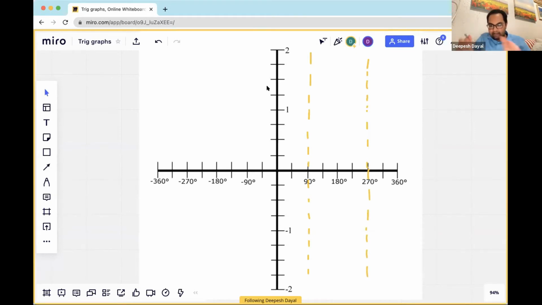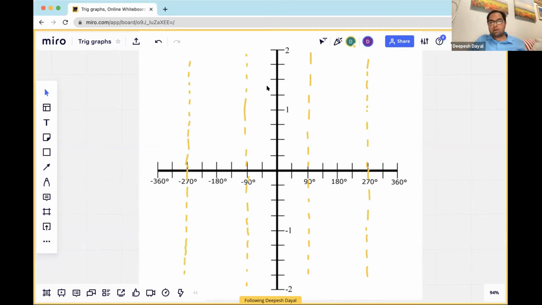So these are the points that the tan graph does not go through, cannot go through. It gets stuck there because it's an error, right? So those are the x-values that it cannot go through, right? So we put dashed lines here like that, see? Okay, so that's 90 and 270. So that's your asymptotes, right?